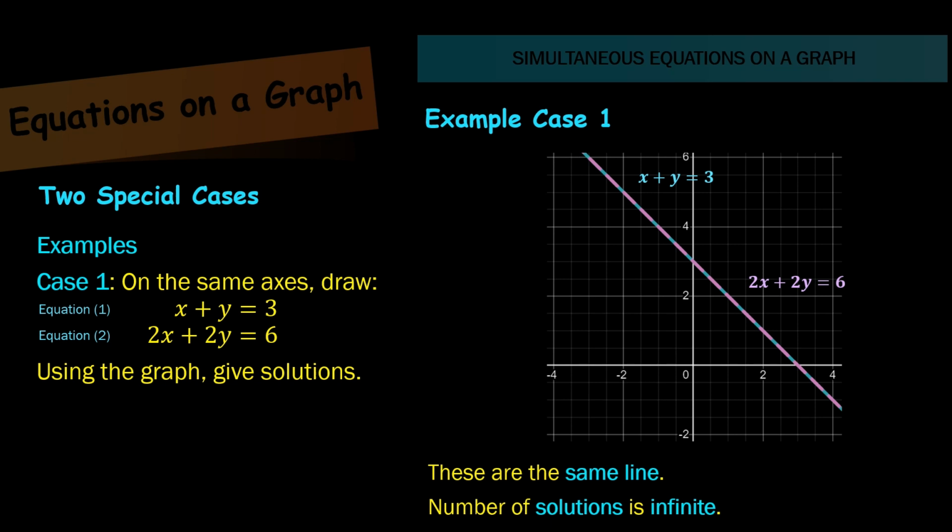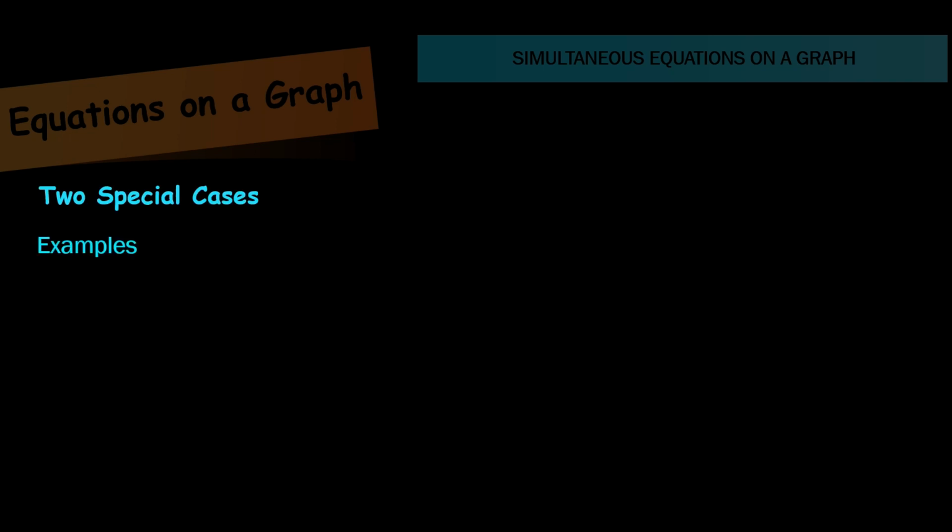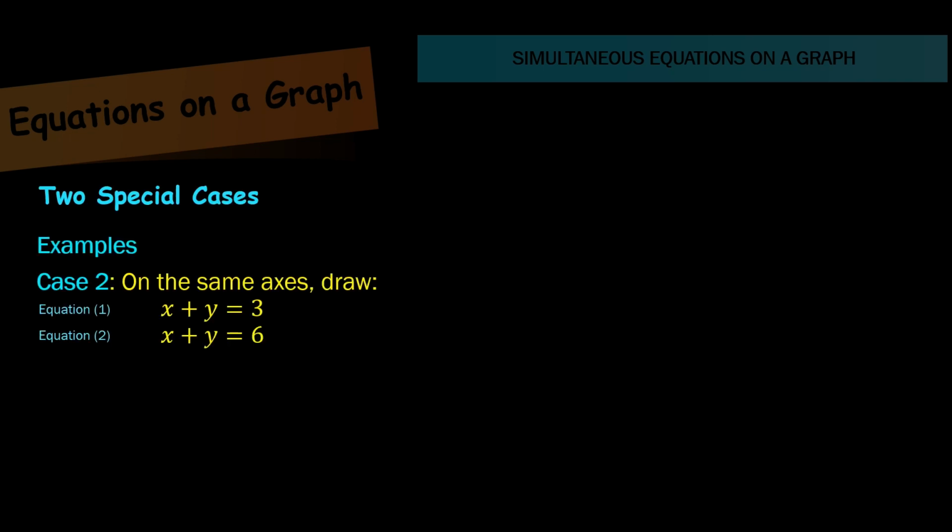Let's now take a look at case 2. On the same graph, we are required to draw x plus y equals 3 and x plus y equals 6. And then, using the graph, we are required to give the solutions.